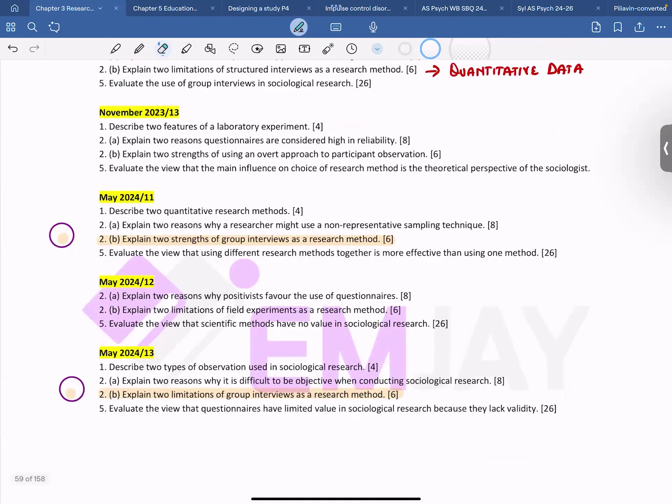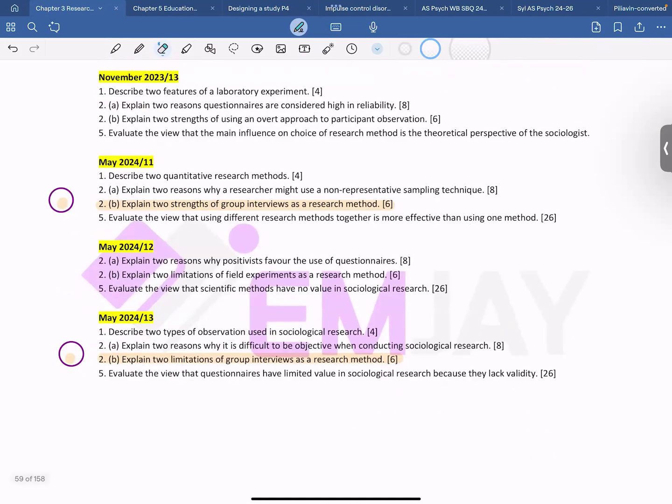In May, June 2024, variant 1.1, question 2b, the question reads, explain two strengths of group interviews as a research method. And in May, June 2024, variant 1.3, explain two limitations of group interviews as a research method. In the first question, the examiner is expecting us to write down two strengths. In the second, the examiner is expecting us to write down two limitations.